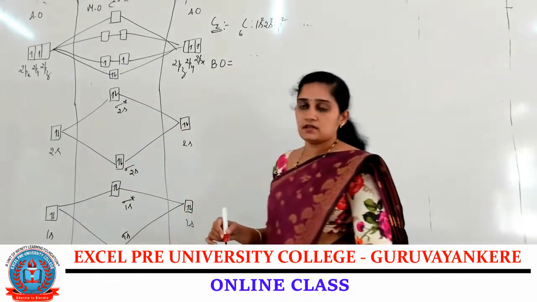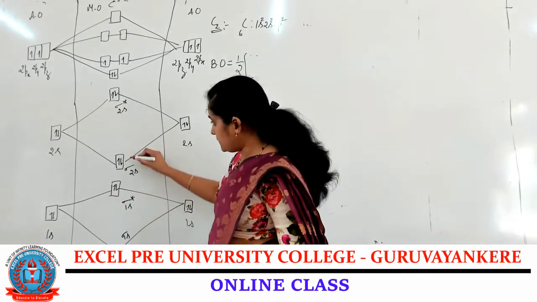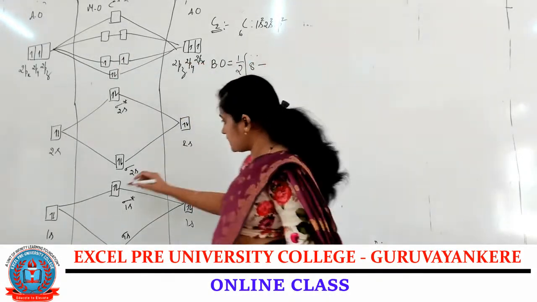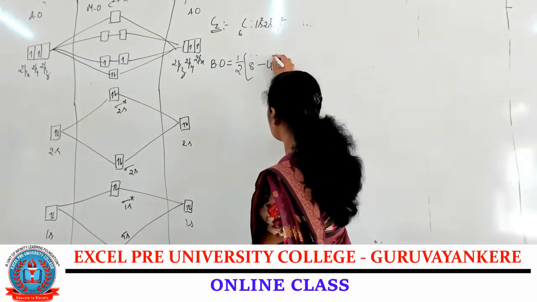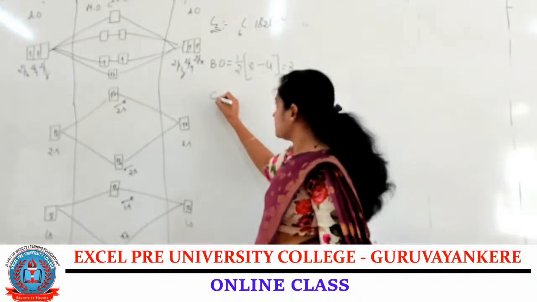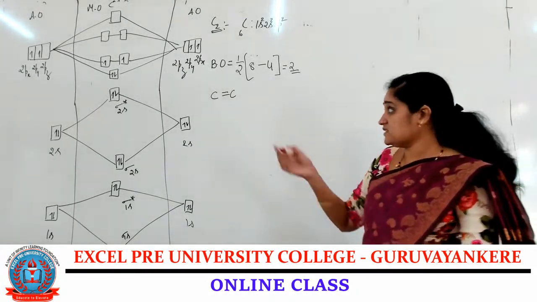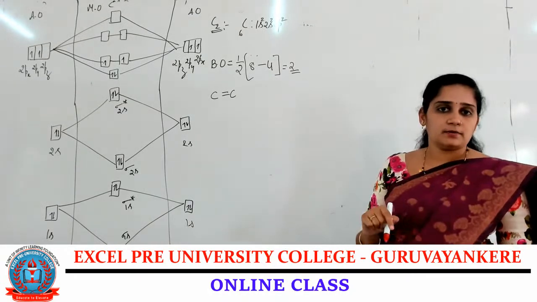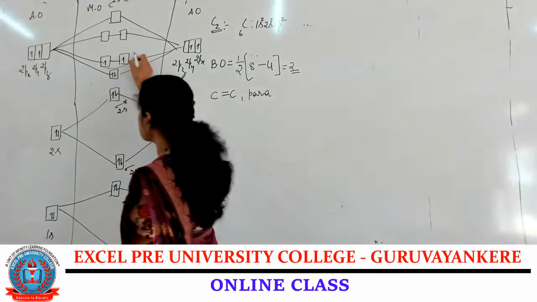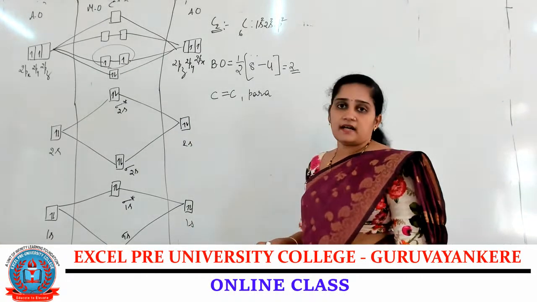Now calculating the bond order. Bond order is half into (2 plus 2, 4, plus 2, 6, 7, 8) minus (2 plus 2, 4), so 8 minus 4, which gives 2. So between the carbon to carbon, a double bond is present. I mean only in the C2 molecule we are saying a carbon to carbon double bond is present, and it is acting as a paramagnetic one because it contains unpaired electrons in it. So it is acting as a paramagnetic one.